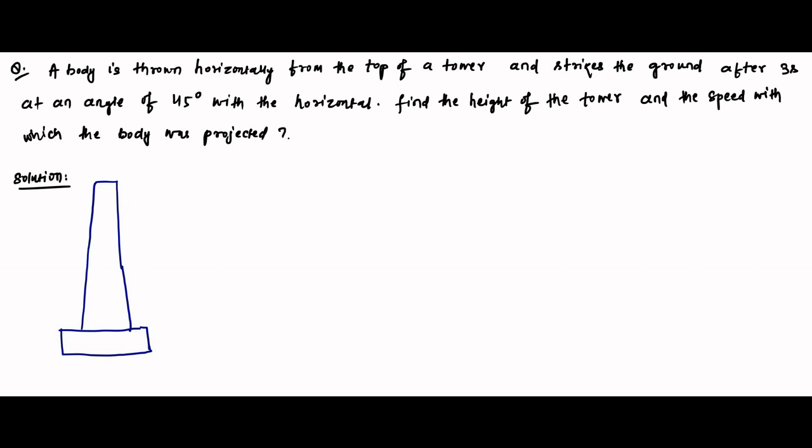Okay, so someone projected a body, an object, horizontally from the top of a tower. Now obviously this is a case of projectile motion with horizontal projection because it has been mentioned here horizontally. So the body will undergo this kind of a trajectory and it will strike the ground here.